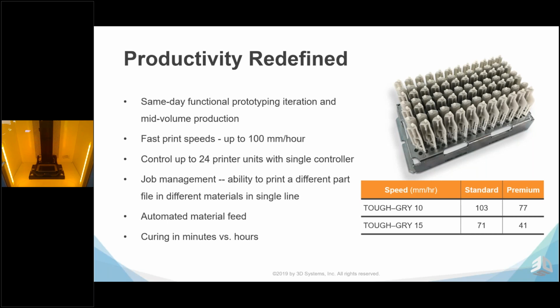So let's talk about how fast this thing is. And this thing is fast. Basically, we're at 100 millimeters an hour. That's 4 inches in Z height every hour. And that's for the Tough Grade 10. Each of the materials has its own printing speed, but the Tough Grade 10 is the fastest.